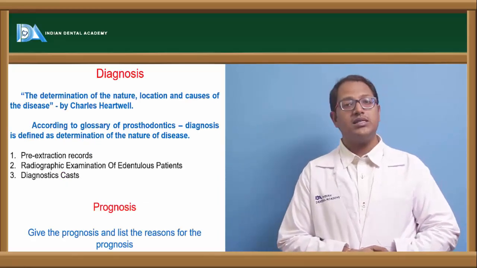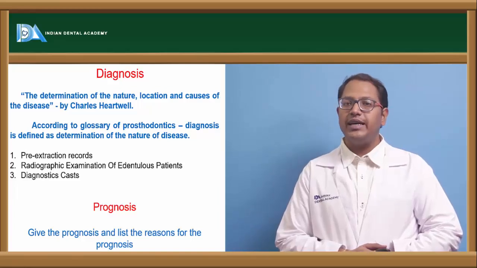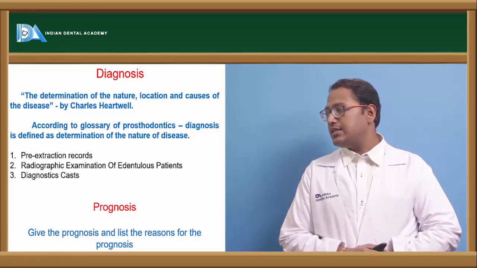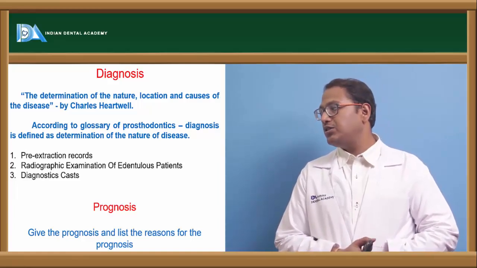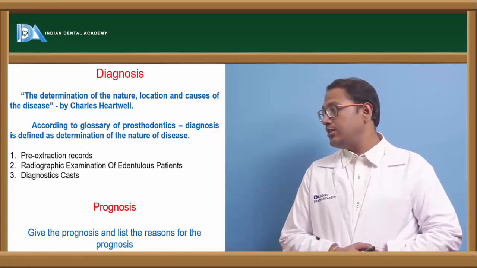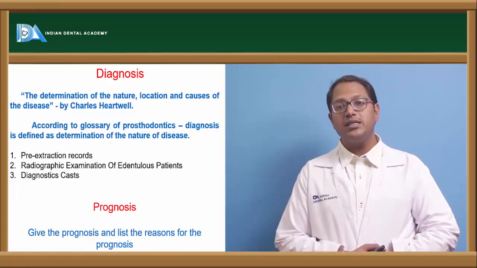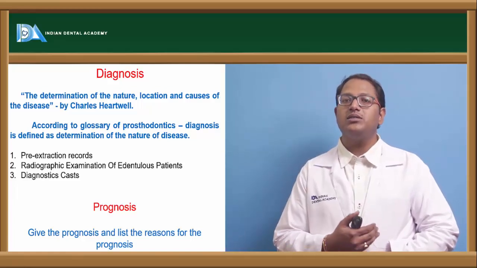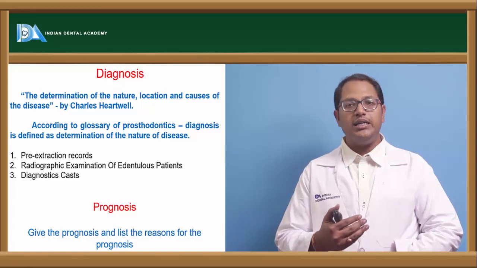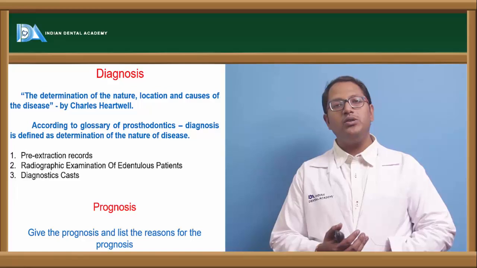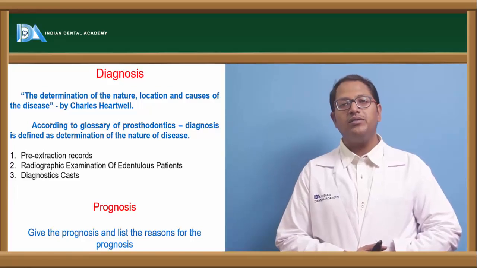Coming to diagnosis, a very beautiful definition given is: diagnosis is determination of the nature of the disease. Sir Hartwell gave a slightly longer definition, saying determination of the nature, location and cause of the disease. So to understand what this disease is going to be, how the disease is going to end for us, any edentulism is also a disease for a prosthodontist. So how will you decide the diagnosis? How will you go ahead with the diagnosis?